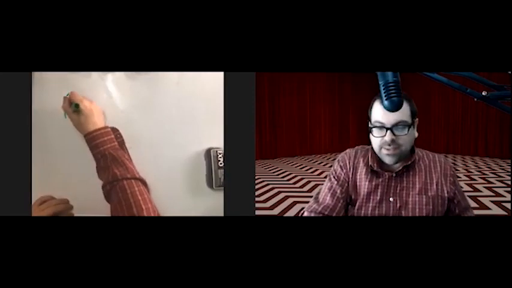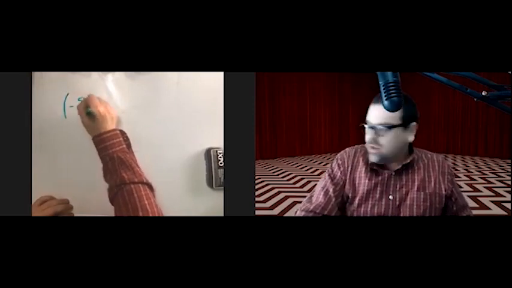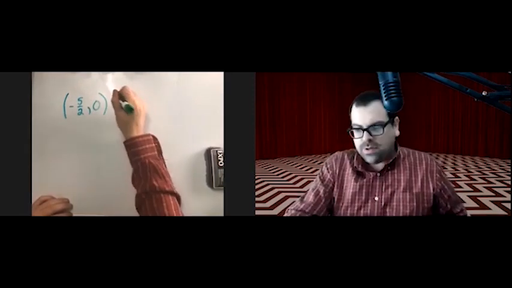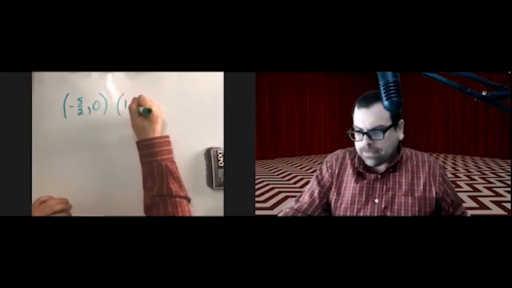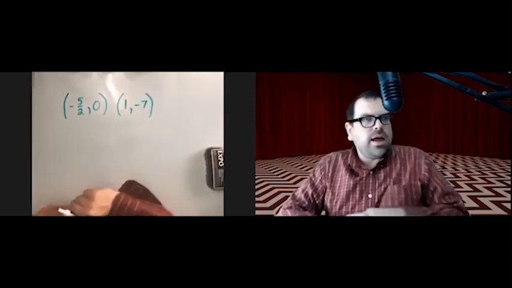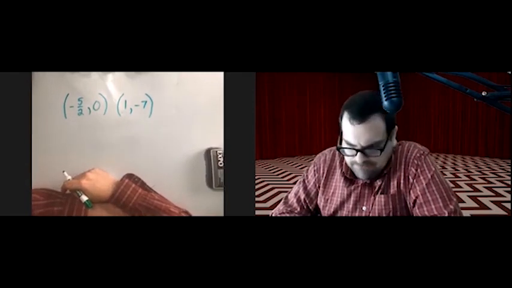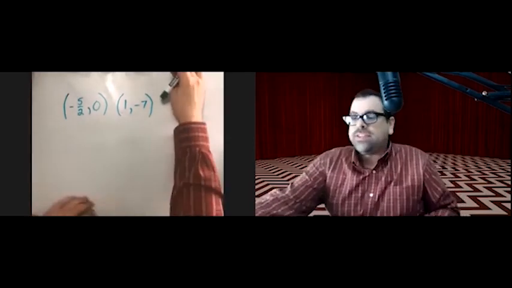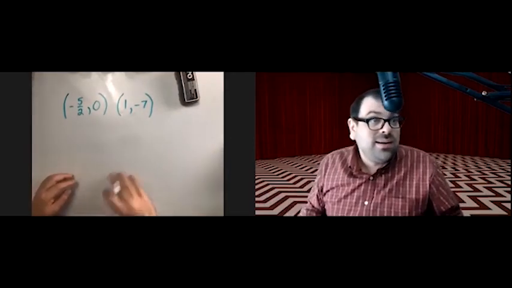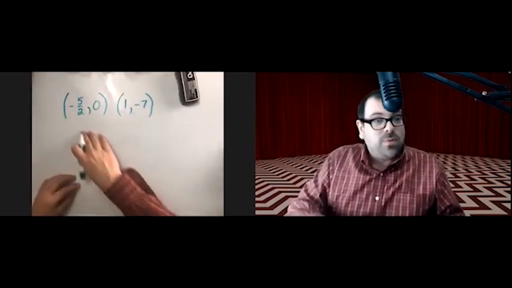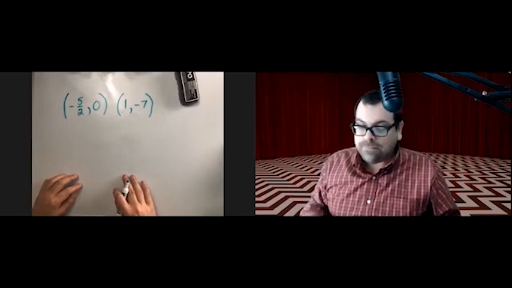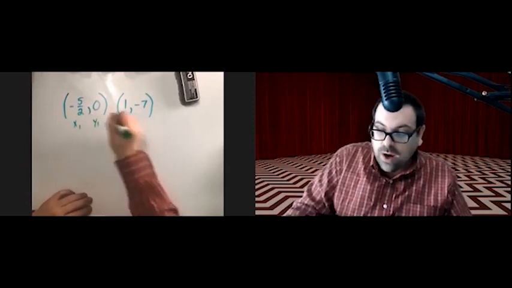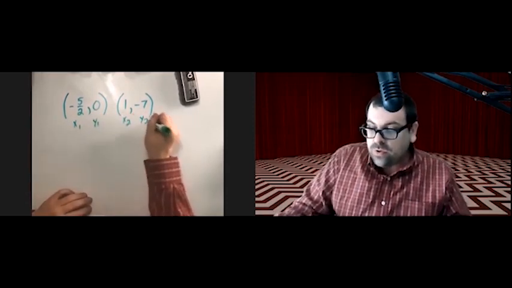Let's look at the points. Negative 5/2, 0. And 1, -7. Well, since the formula is not getting any harder, the only way I can make this more challenging is to throw in things like fractions. But we do it the same way. Here's an x1, y1, our x2, y2.